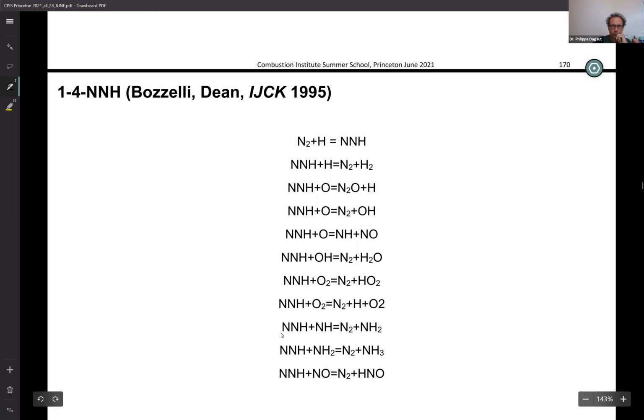And there is also the possibility to have a reaction between NNH and NH to form N2 plus NH2, and NNH plus NH2 to form N2 plus NH3. And finally, NNH can react with NO to form N2 plus HNO. What is missing here are the reactions of HNO. HNO usually decomposes to form H plus NO. This reaction mechanism is usually less important than the others.